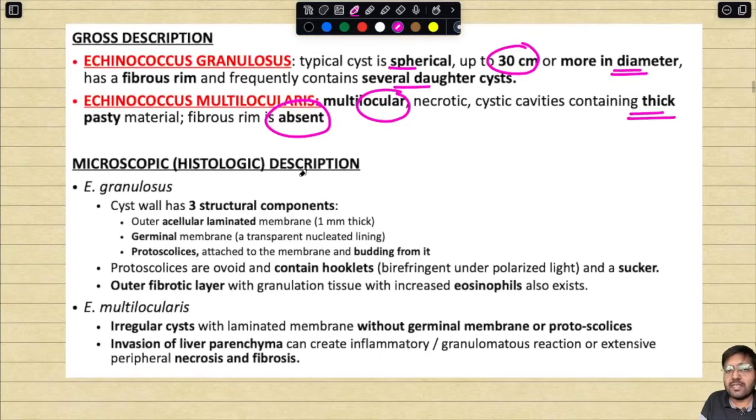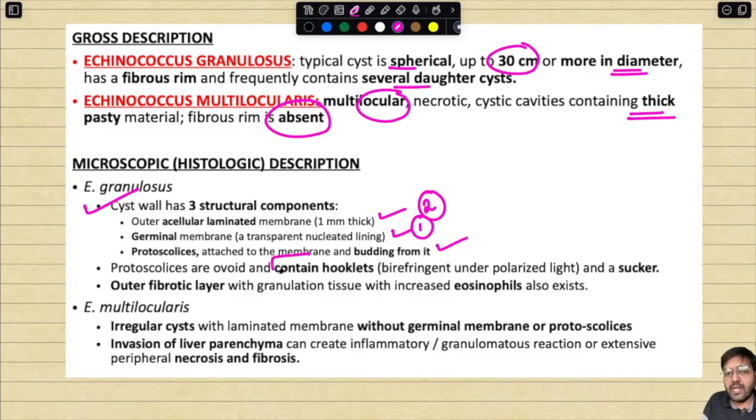Now, the microscopic or histologic description. I have already covered this and I am repeating it once again. The cyst wall has 3 important structural components. The outer acellular laminated layer is there. Then you have the germinal membrane, a transparent nucleated layer from where the protoscolices are attached and budding. So, this is layer number 1, this is layer number 2: the outer acellular laminated component, and the inner germinative layer from which the protoscolices are budding.